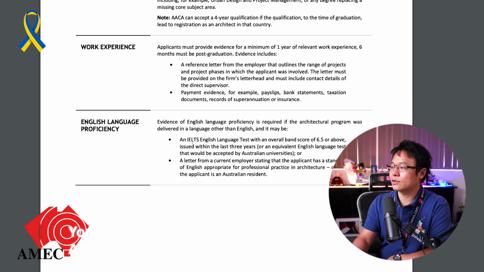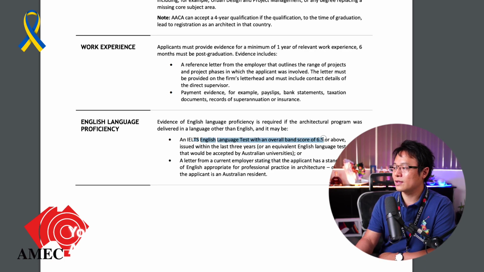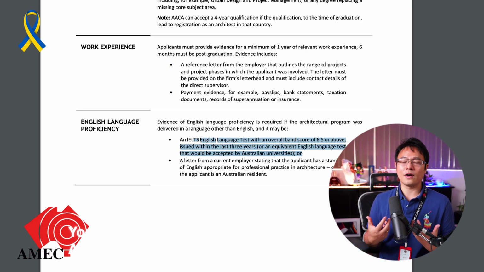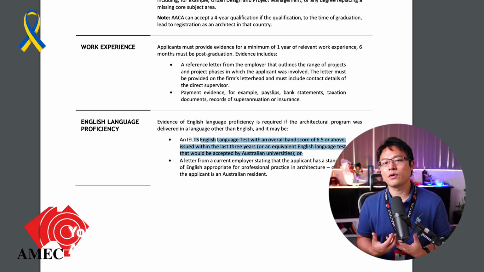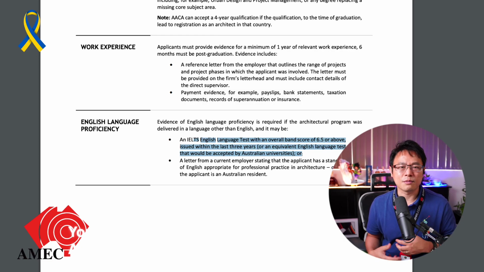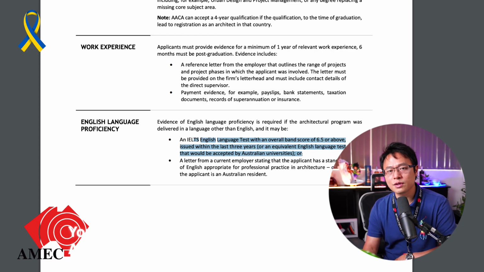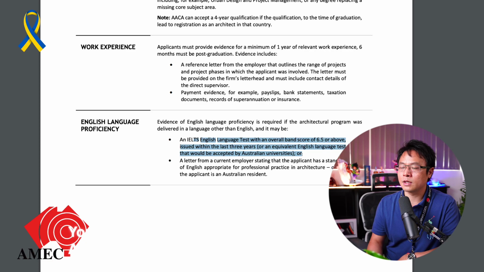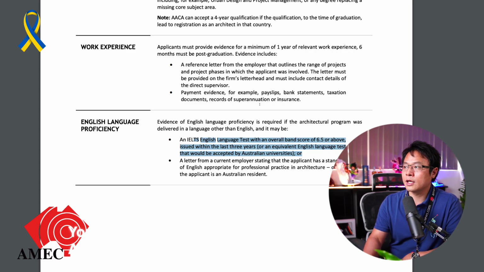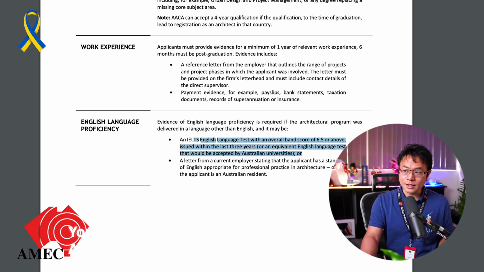Oh, here we go. The English is actually not 7, but overall requires 6.5. Now, obviously, with 6.5 you're 0.5 short of getting 7. Generally, I just get people to get 7 because you get an additional 10 points for your points test system in order to get your skilled migration program there. So why not get there? Now, obviously, that's for the overseas qualification.